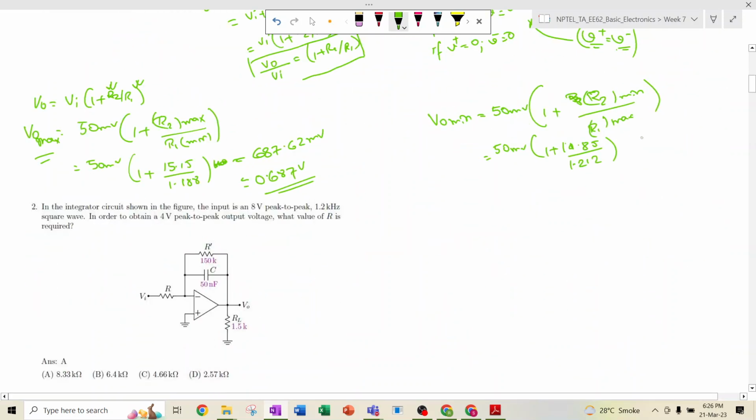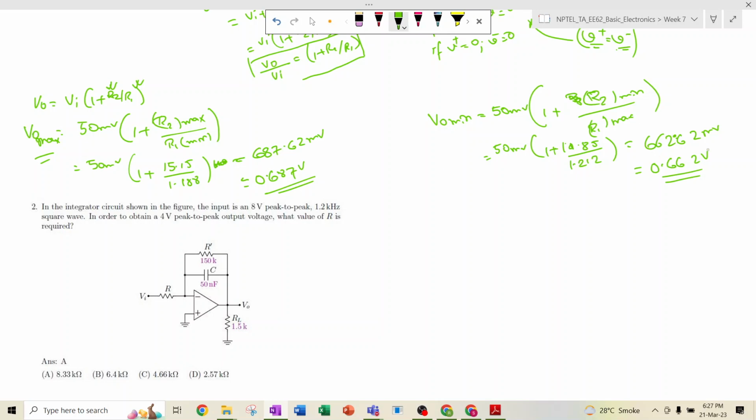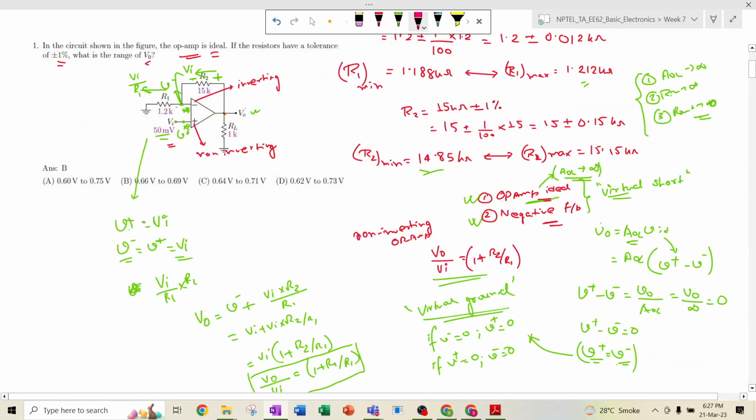So how much is it coming to? 14.85 divided by 1.212 plus 1, into 50, so that will be 662.62 millivolt, that means 0.662 volt. So this Vo output will vary from 0.662 volt to 0.687 volt. So the correct answer will be option B, that is 0.66 to 0.69.